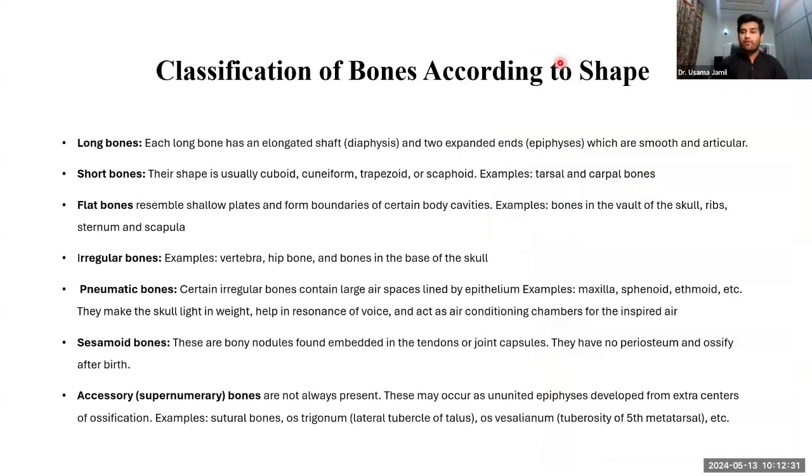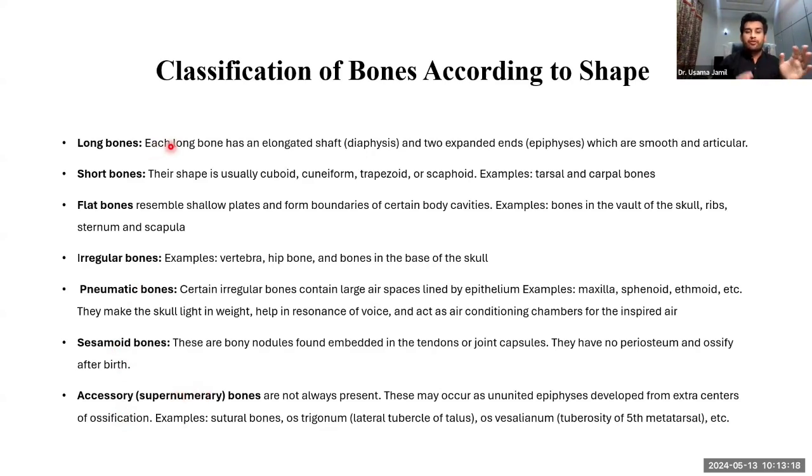Next is the classification of bones according to shape. Then there is the classification of bones on the basis of development. But to make it simple, I have classified according to shape. So there are long bones, short bones, flat bones, irregular bones, and pneumatic bones. As I said, some bones have small cavities for air. Those are called pneumatic bones. Then there are sesamoid bones, which are bones that develop within a muscle or soft tissue. Then there are accessory bones. They are mostly not present, but they can be present in some people.